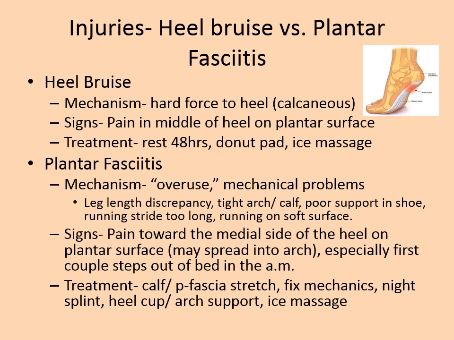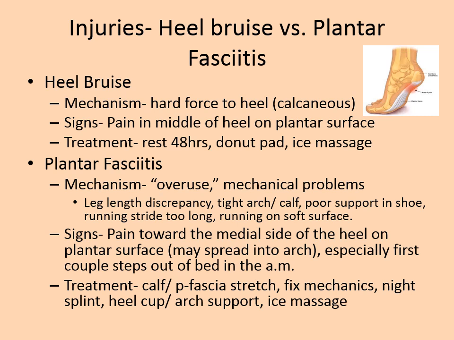So we might see somebody who has a tight arch or calf, or if they have issues with their arch in general, like maybe a very low or very high arch. They could have what we call a leg length discrepancy, so one leg could appear to be longer than the other, which usually happens at the pelvis, with the rotation at the pelvis, but it can affect the feet. They could have poor support in a shoe that they're not strong enough to deal with.